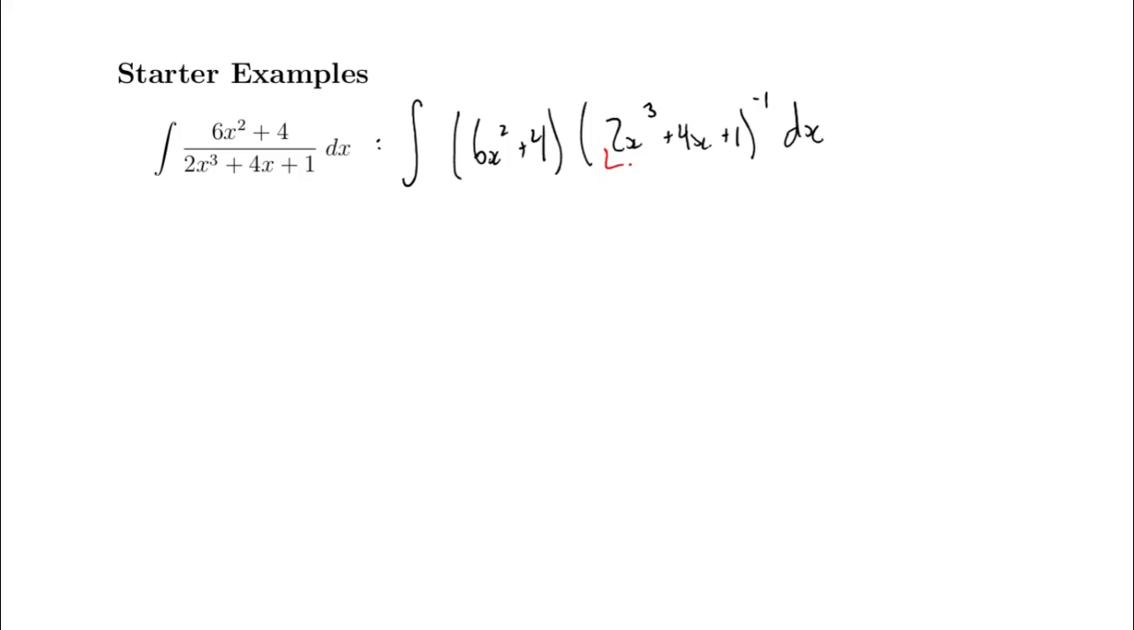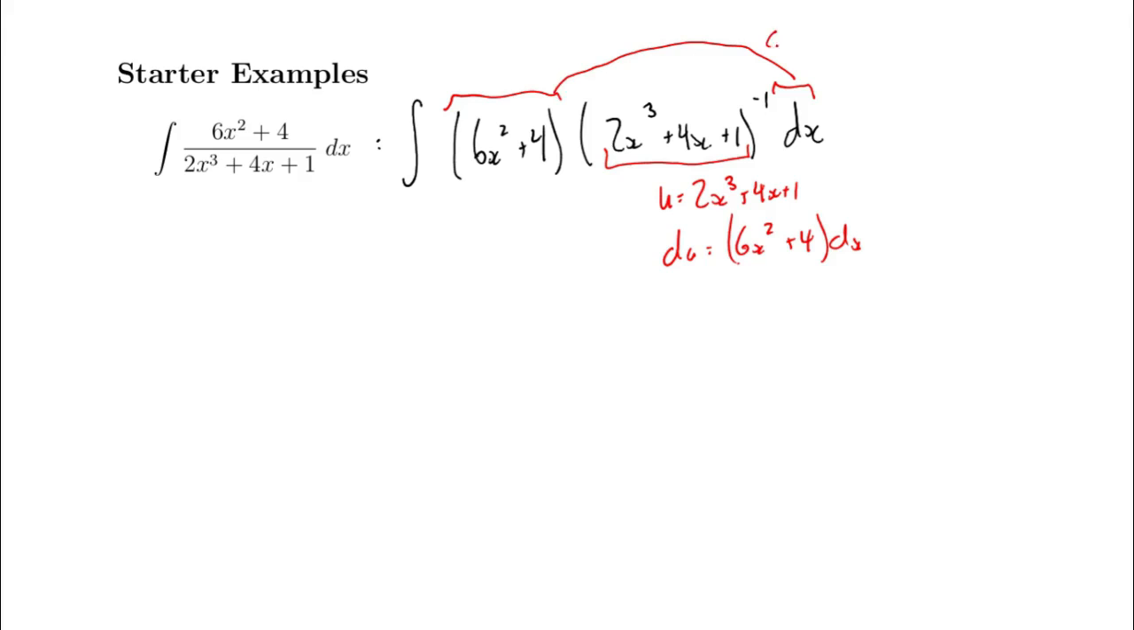All right, if you have, here we go. Like you thought, we are going to say u is equal to 2x cubed plus 4x plus 1, and that makes du 6x squared plus 4 dx, right? So we're going to grab this and this, combine those together and say that's du. So what are we left with? That exponent of -1. That's it. So we have u to the -1 du.